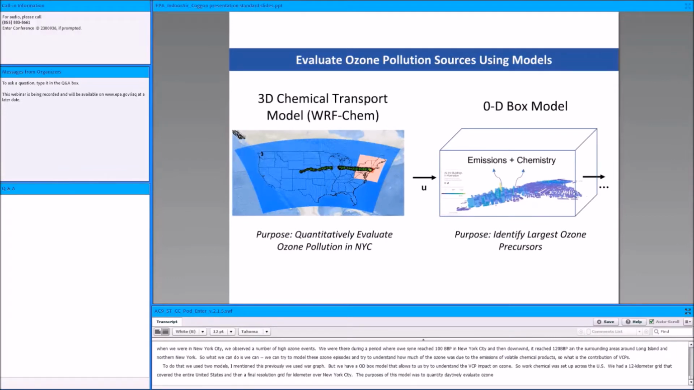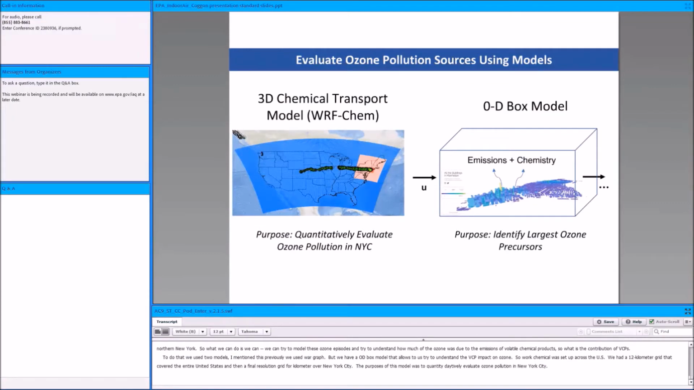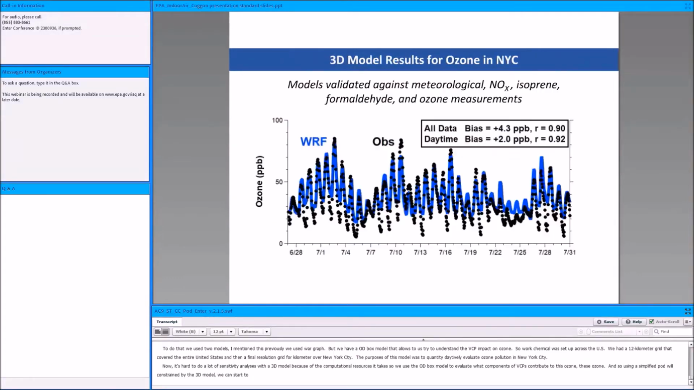Now, it's hard to do a lot of sensitivity analyses with a 3D model because of the computational resources it takes. So we use the 0D box model to evaluate what components of VCPs contribute to these ozone exceedances. And so using a simplified model constrained by the 3D model, we can start to understand what are the largest ozone precursors.